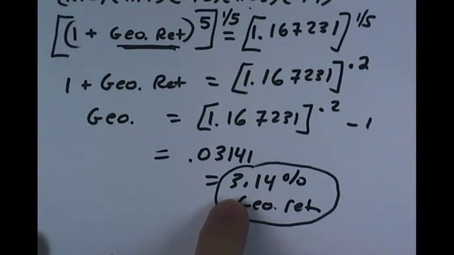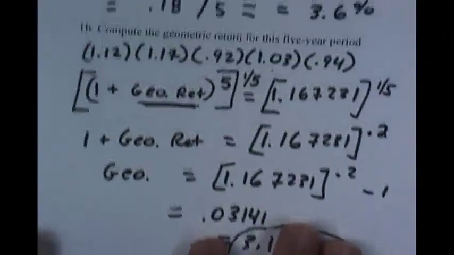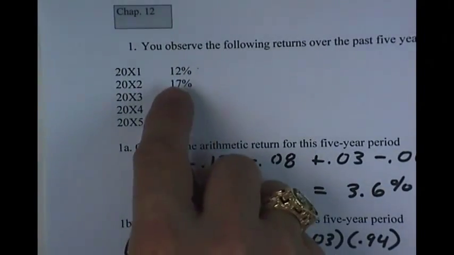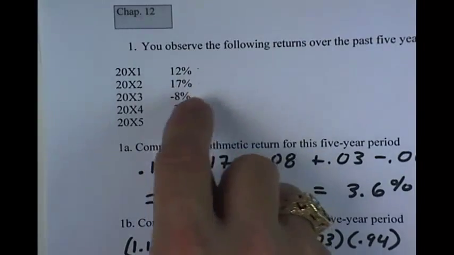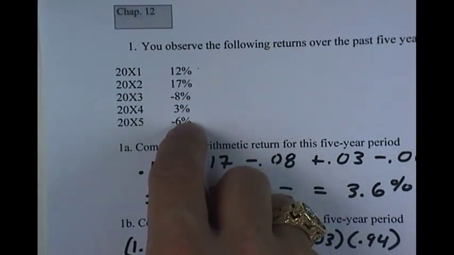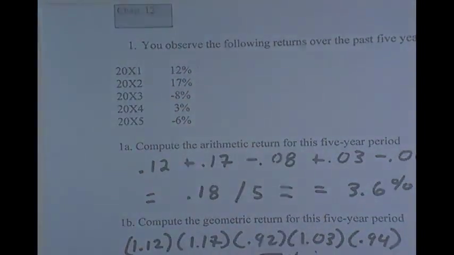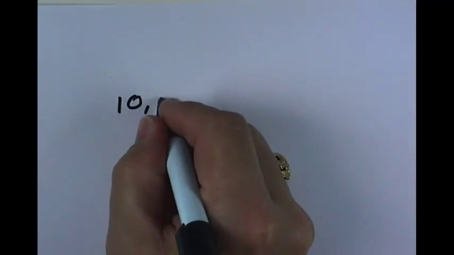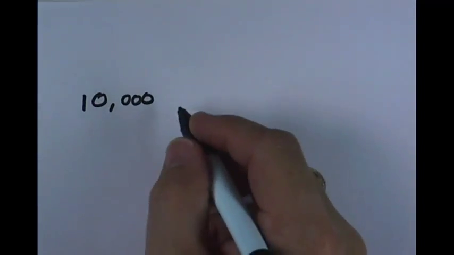So I could apply an annual rate of 3.14% for each of the 5 years, and that would be equivalent to gaining 12, gaining 17, losing 8, gaining 3, and losing 6%. So let's verify that for a $10,000 investment. Just arbitrarily, I chose $10,000.